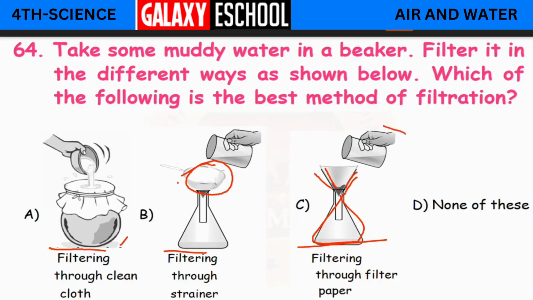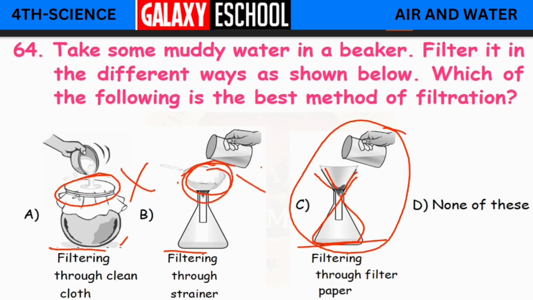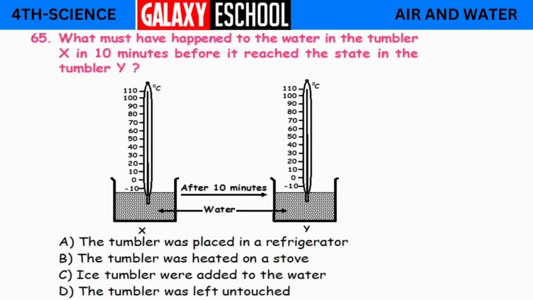In the third way. Why? Because the filter paper is going to get all the impurities settled down at the end of the beaker, and only the pure water is going to get into the container. Whereas through cloth or through the strainer, it is not possible in such a pure way. Okay, children. So that is why C is the correct answer.